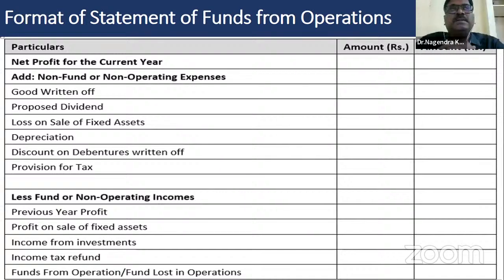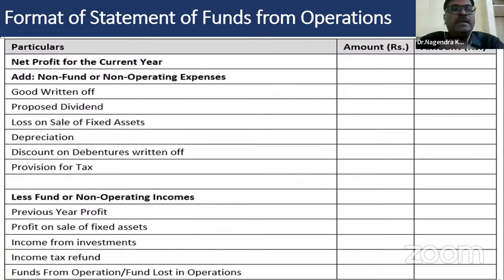The funds from operations statement gives you an idea about what actual amount of funds was generated during the year. That is the actual amount of cash that is generated from the operations. Operations means from your regular business activity. So we have to understand how much we have generated during a period from our regular operations. So this can be calculated using this format.